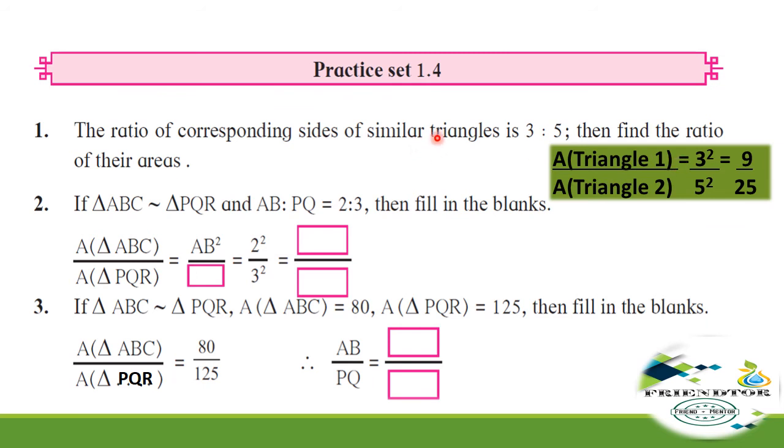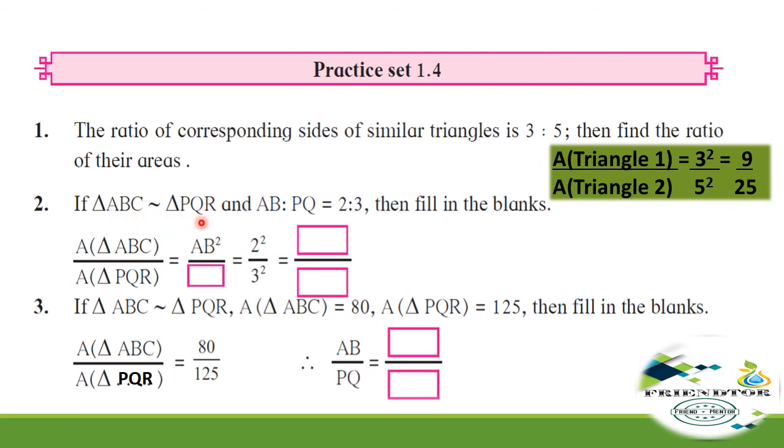Now this is true only when the triangles are similar. So area of triangle 1 upon area of triangle 2 is equal to 3 square upon 5 square, which is equal to 9 upon 25. So the ratio of the areas is 9/25. Simple. So let's see the second one.